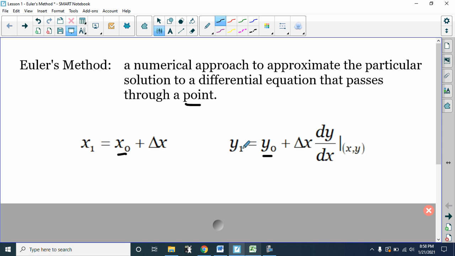So again, y sub 1, my new y value, is equal to my old y value plus our change in x, this is called the step, how much you're moving up by each time, times the derivative evaluated at the previous point.